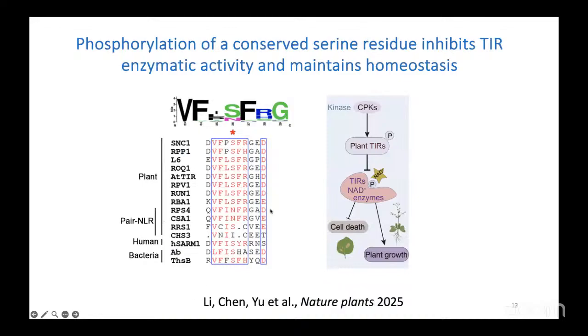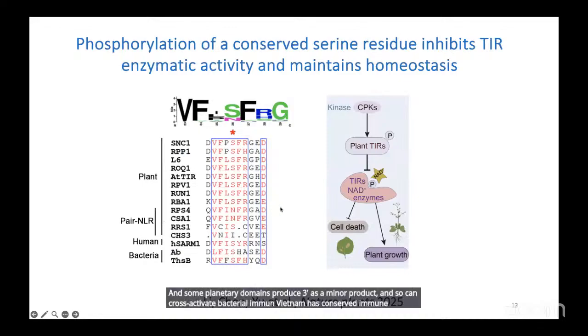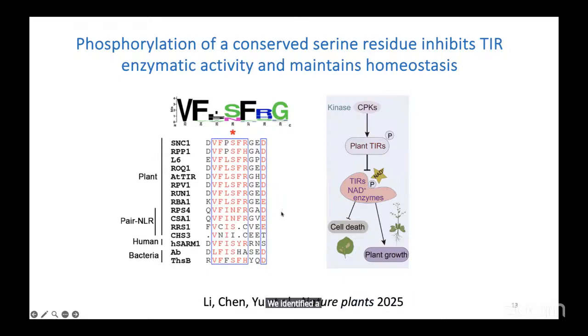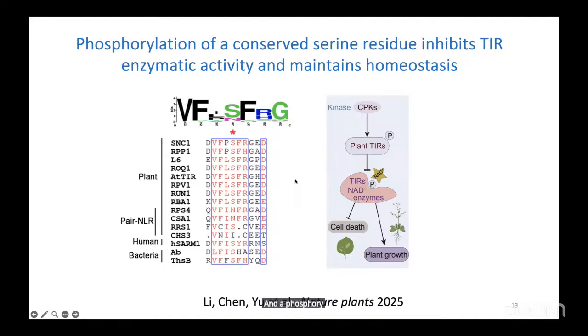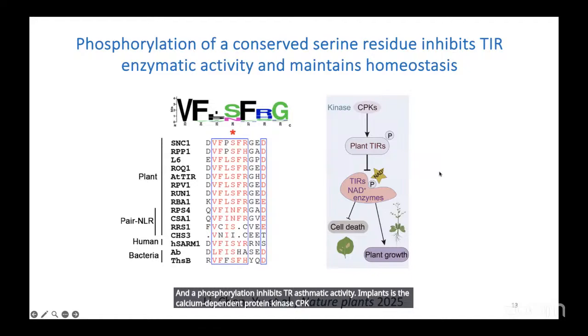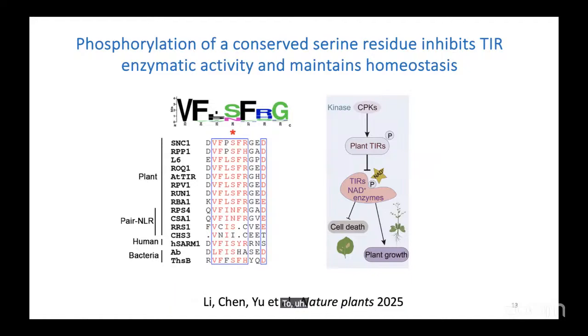The TIR domain has conserved immune function in plants, bacteria, and animals. Its enzymatic activity needs to be well regulated to maintain homeostasis. In this study with Yang Zhao, we identified conserved serine residues in TIR domains across kingdoms that can be phosphorylated, and phosphorylation inhibits TIR enzymatic activity. In plants, it is the calcium-dependent protein kinase CPK that phosphorylates TIR to balance growth and immunity.